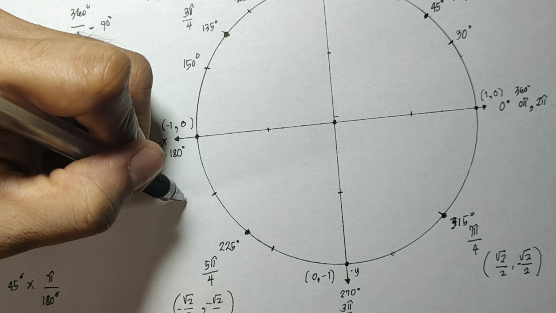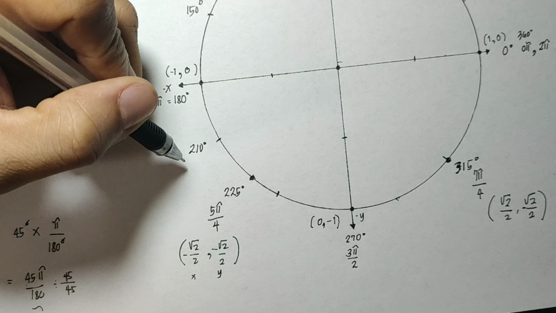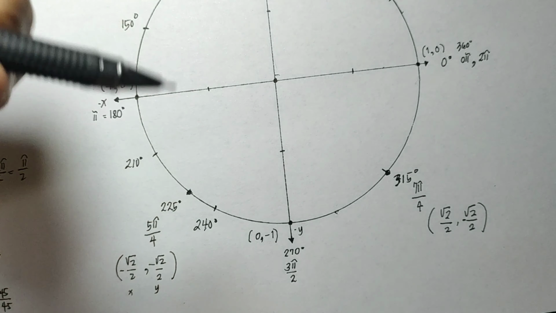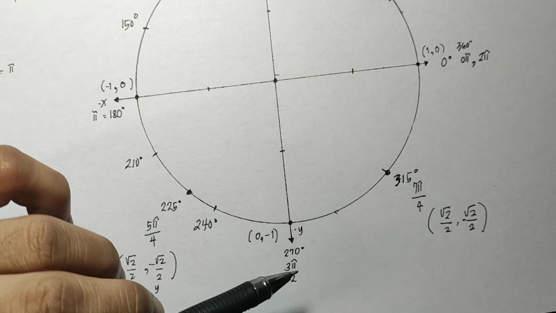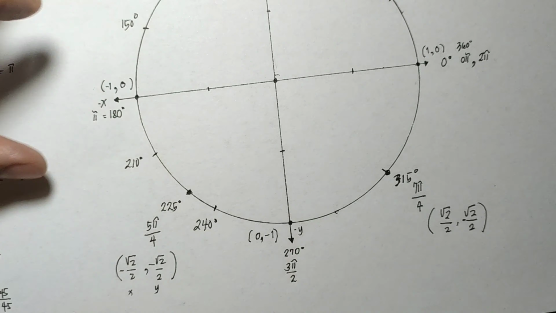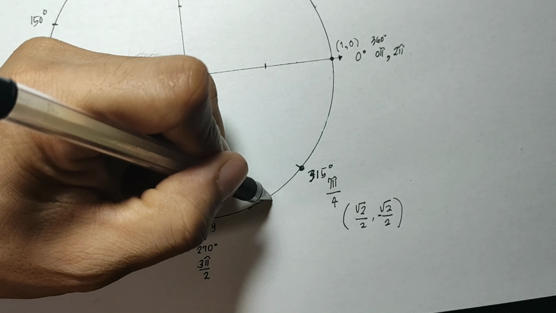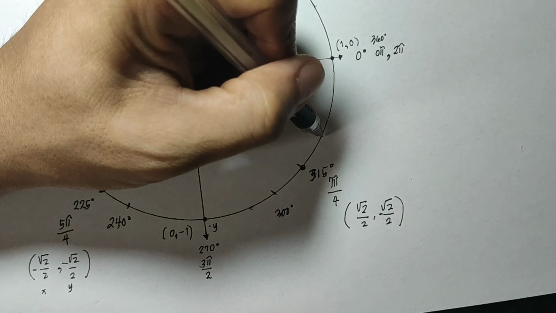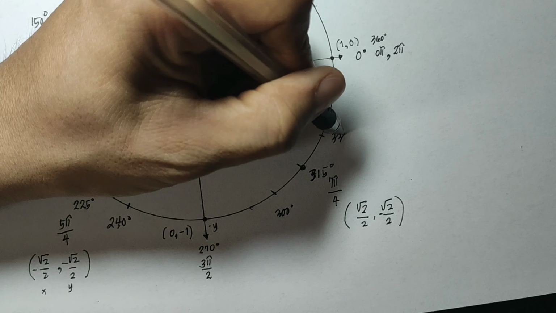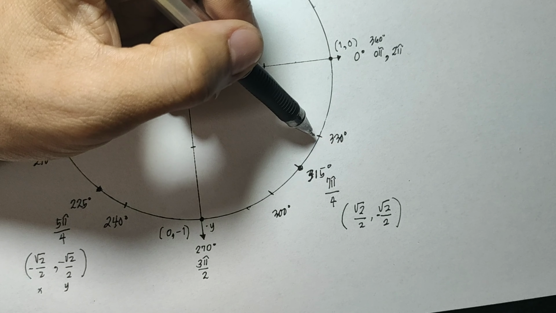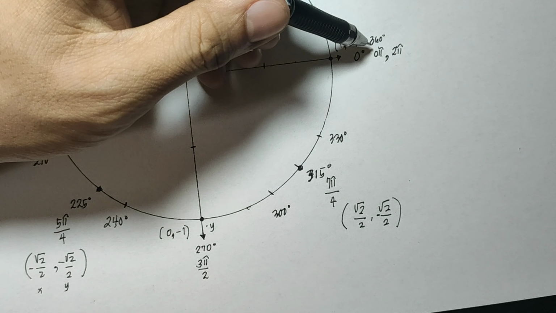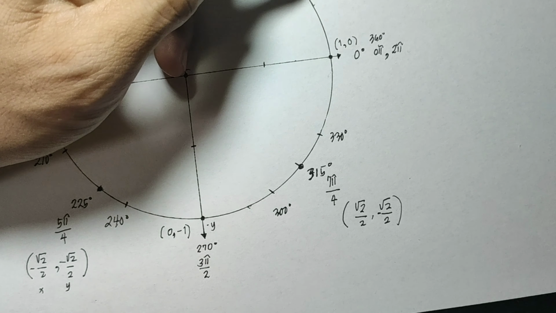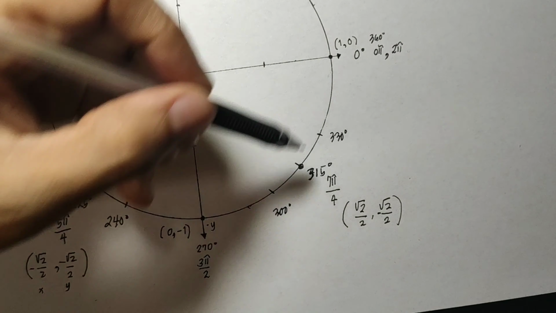180 plus 30 is 210 degrees. 210 degrees plus 30 is 240 degrees. 240 degrees plus 30 is 270 degrees. Plus 30 is 300 degrees. 300 plus 30, that will be 330 degrees. 330 plus 30 degrees is 360 degrees. One complete revolution. If we will continue, 390 degrees and so on.